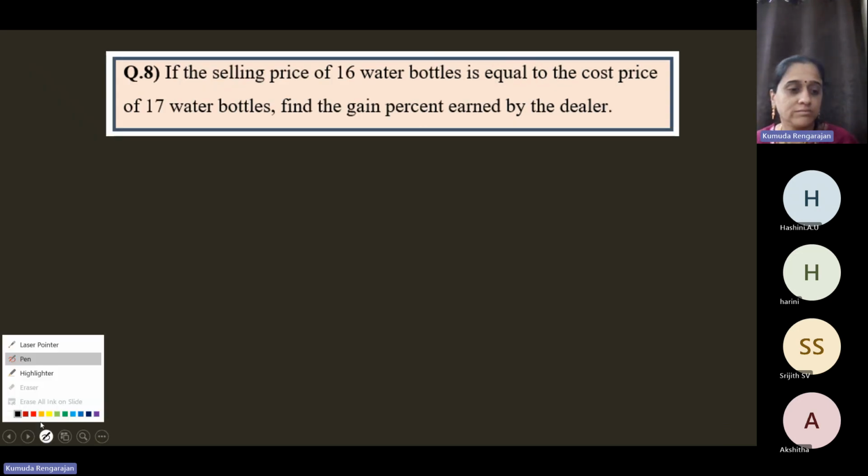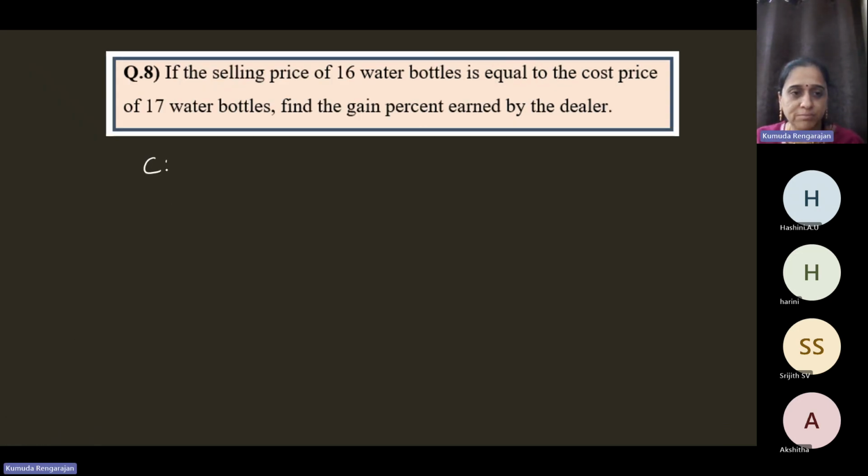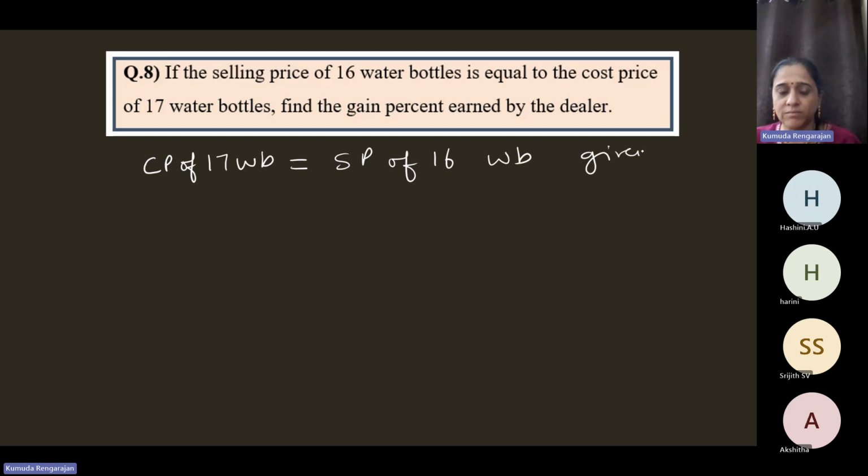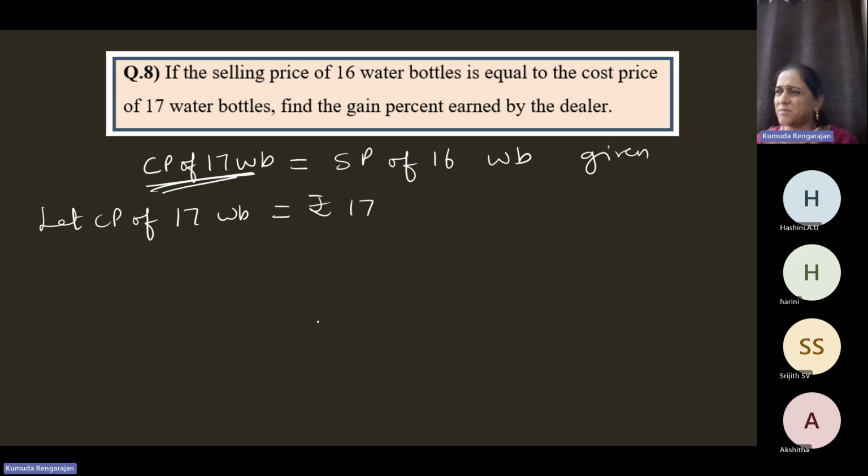Let's do it here. What is given? CP of 17 water bottles is equal to SP of 16 water bottles. This is given. So what do we assume? We should always start with the cost price. Let CP of 17 water bottles be rupees 17. You can take any number, you'll get the same answer. You can take 17 rupees, 170 rupees, 1,700 rupees. Any number you can take.